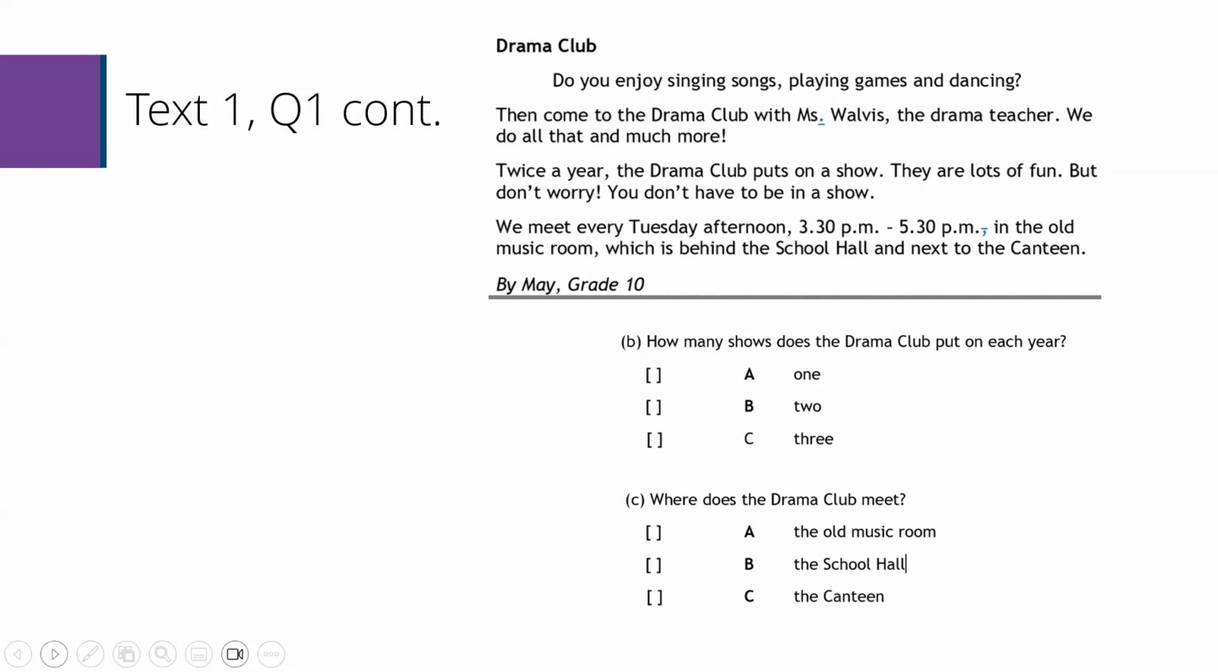Students need to process the whole of the text in order to be able to rule out those. So we meet every Tuesday afternoon 3:30 to 5:30 in the old music room, which is behind the school hall and next to the canteen. So the answer is A, of course, the old music room, but we see school hall and canteen also mentioned.